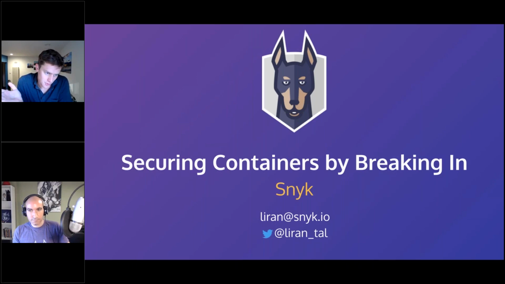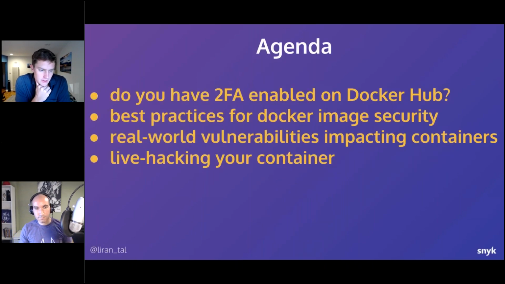To that end, we'll be going over a few things. We're going to start off with best practices for Docker image security. We're going to kick it from there to reviewing vulnerability trends in the industry writ large. We'll talk about Docker Hub and two-factor authentication, something that I know some of you are already familiar with. Then we'll dive into some real-world vulnerabilities that impact containers in production. This is only useful if we can actually give you some real context for what this looks like in the wild, so to speak. So we'll head that direction then. And then we'll talk through live hacking your container.